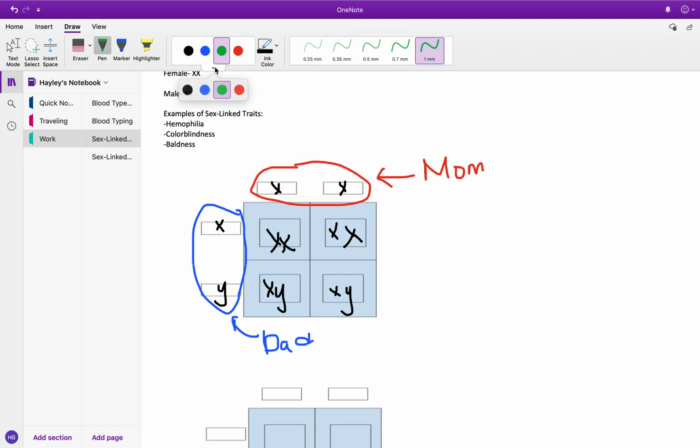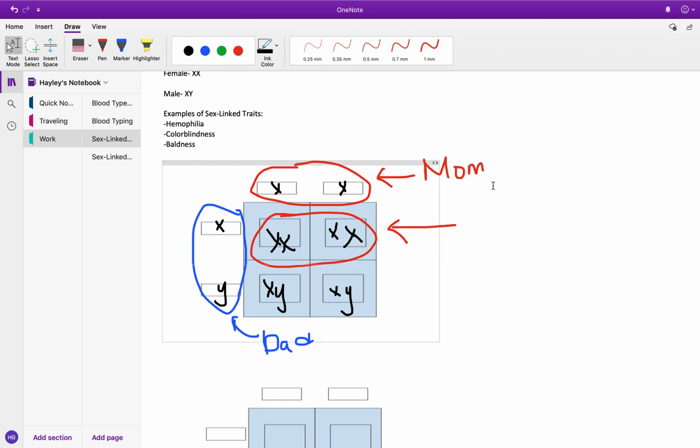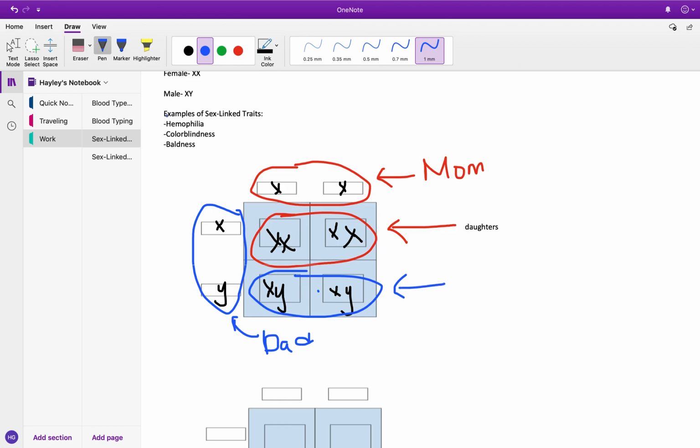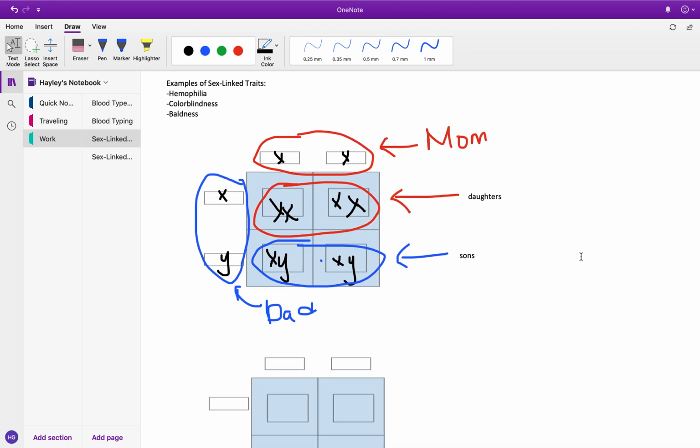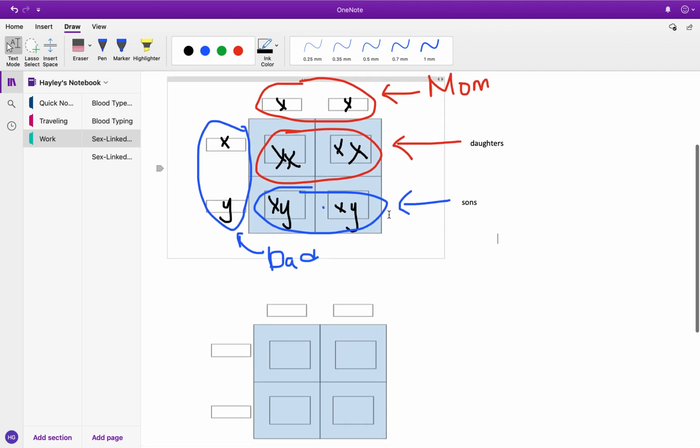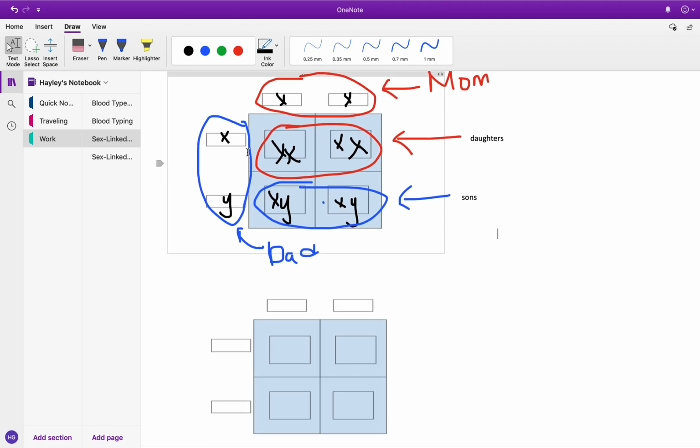So here is where you're going to start to see your differences. You're going to see your daughters in this first row right here, and then you are going to start to see your sons in this second row right here. Okay, so these are your chances. These are the options you get for your children. You have a 50-50 chance of getting a son or a daughter.